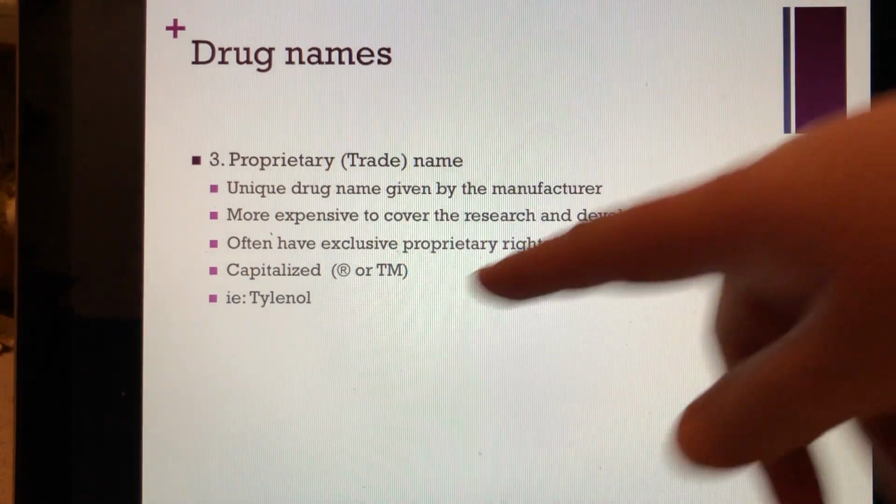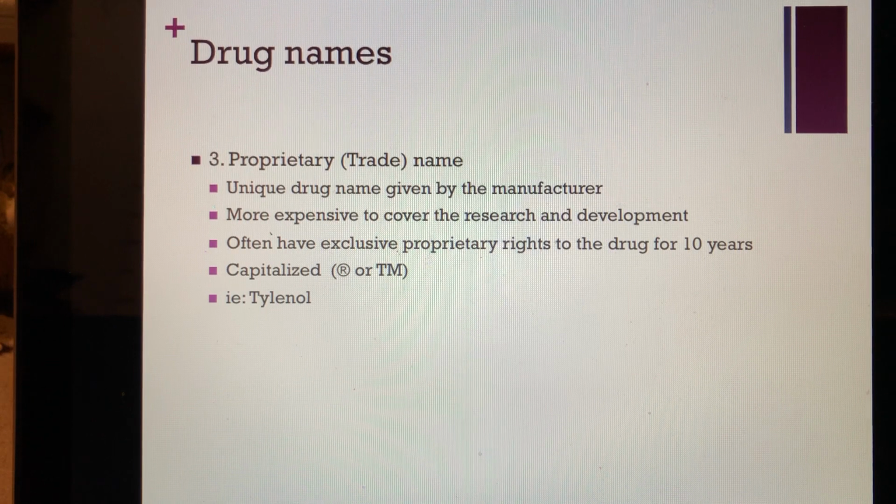And then just one last point: because it's a trade name, the name is usually capitalized, and it will usually have the R with a circle, right, for a registered trademark, or the TM. So I have a story to share of one of the drugs that are very popular in vet medicine, and that is Metacam. Metacam is the trade name of the drug, and the generic name of it is meloxicam. I couldn't tell you the chemical name, sorry.